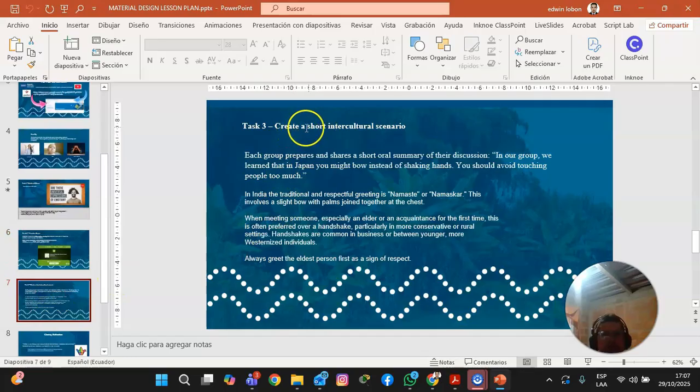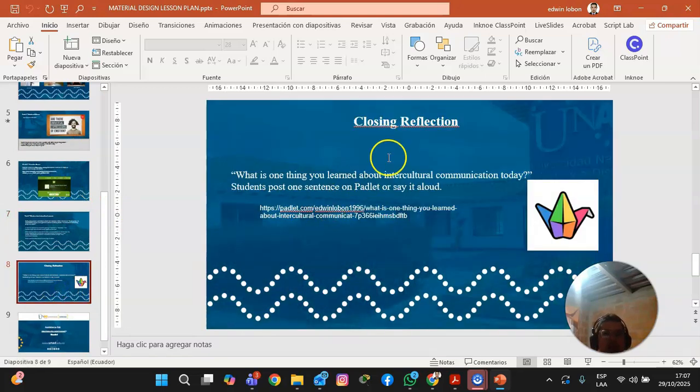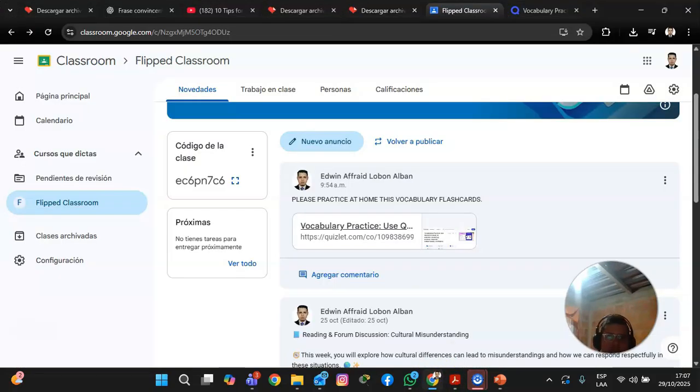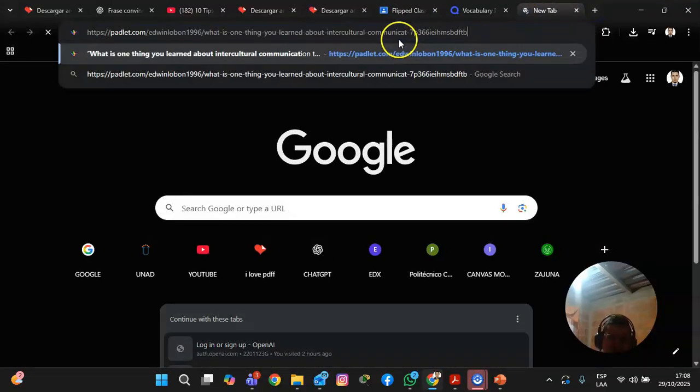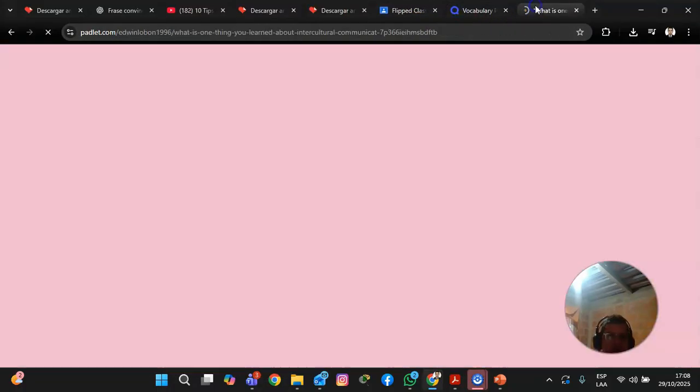We have a real problem and solution: create a short intercultural scenario, where the student writes a paragraph based on a real intercultural situation they have experienced in their life. Then we use the Padlet reflection. I use Padlet, as you can see here. Let me do this quickly because it is five minutes. The students have made some comments here.